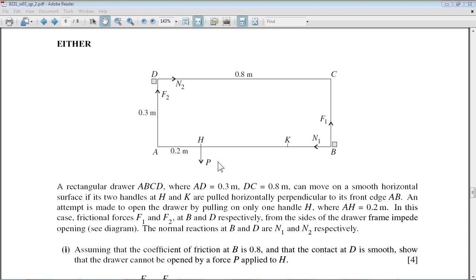Hello again, this is the third video in the sequence of videos on equilibrium of rigid bodies, which is a topic in further mechanics, part of the further mathematics A-level CIE syllabus. And what you see in front of you is question 11, the either optional question from the winter 2003 paper. So this is the question I'm going to look at in this video.